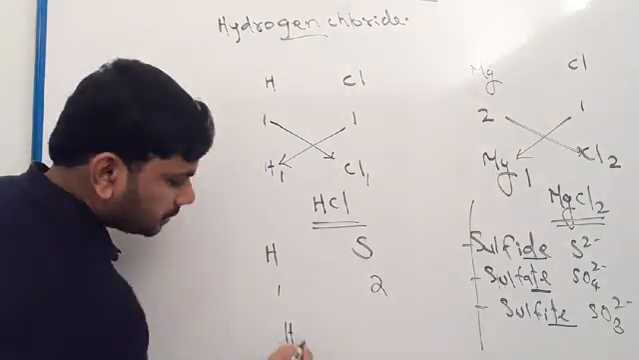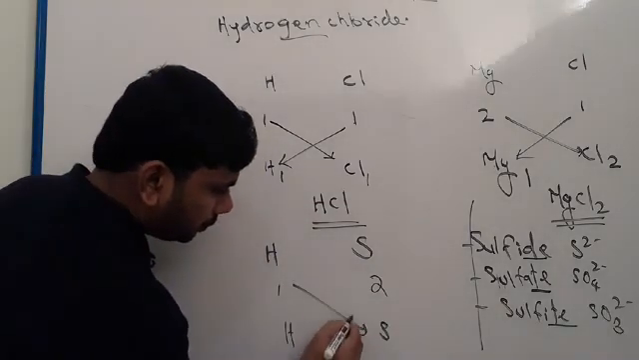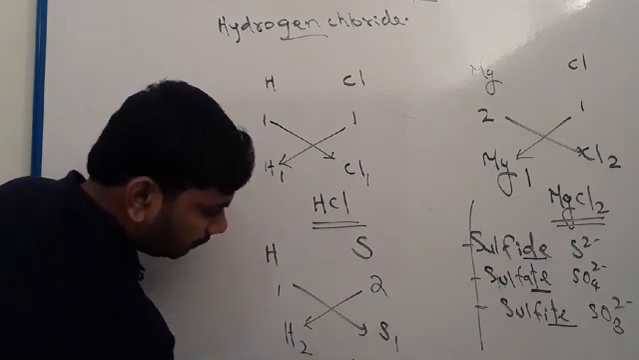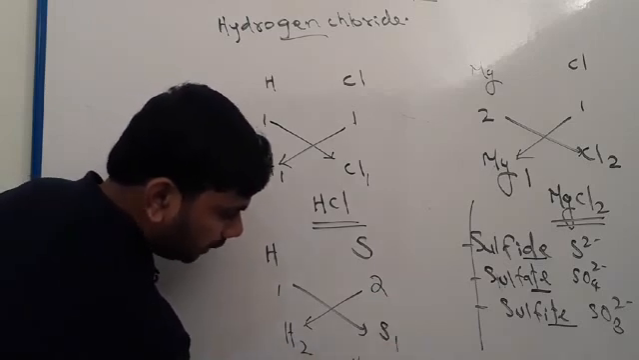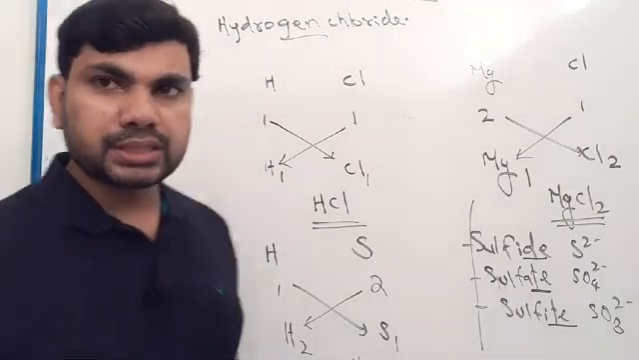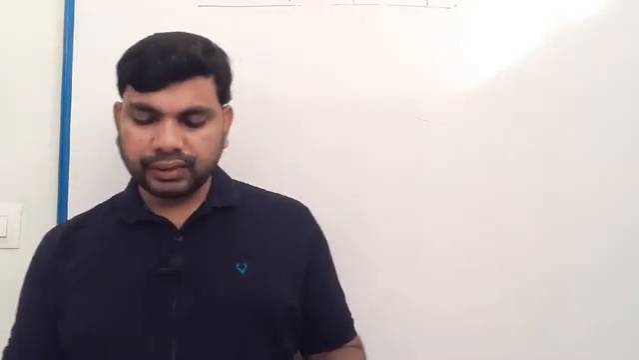So write the symbols again, then do cross multiplication. This 2 here, 1 here. So the formula is H2S. This is the formula for hydrogen sulfide, H2S. Clear? Okay, next one we have here carbon chloride.